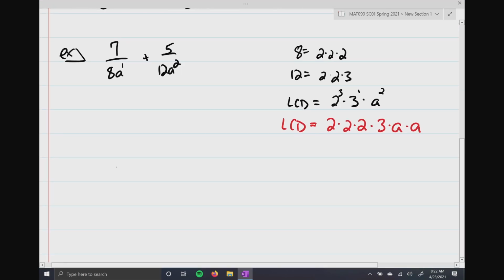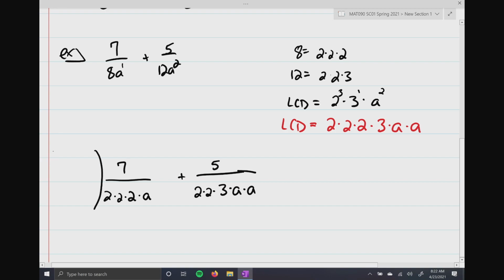From here, I'm going to write 7 over 2 times 2 times 2 times A plus 5 over 2 times 2 times 3 times A times A. Okay? I'm really drawing this out. Once we get into polynomials, you're going to see why I'm writing everything like this. Okay?